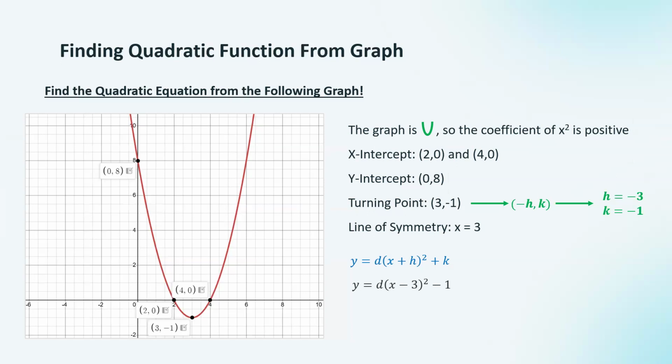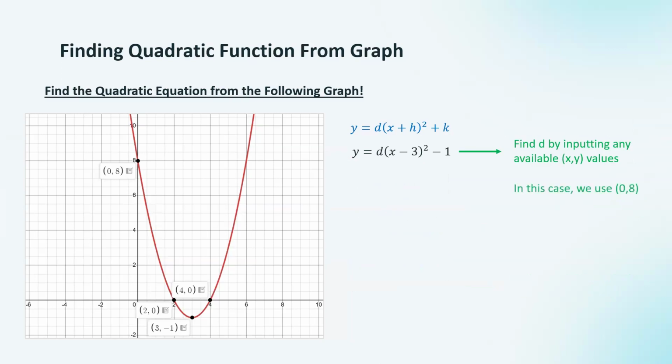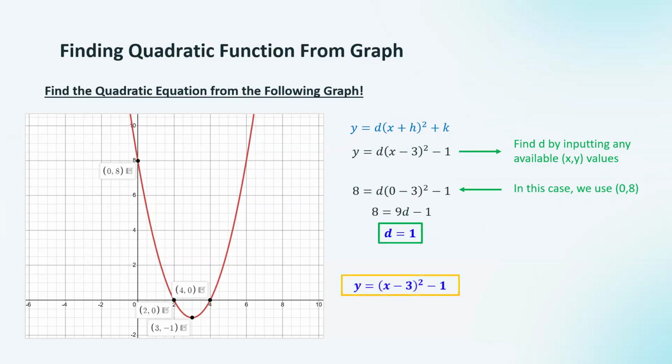Now, how can we find the d? If we want to find the d, we can just use any available x, y values, as we will see next. Let's try if we use (0, 8), the y-intercept. We can try to input the x, y values, and as you can see, we will get that d is equal to 1. So now we have the complete expression: y is equal to (x - 3) squared minus 1. If we try to expand this, we will get x squared minus 6x plus 8, and both answers are actually fine.